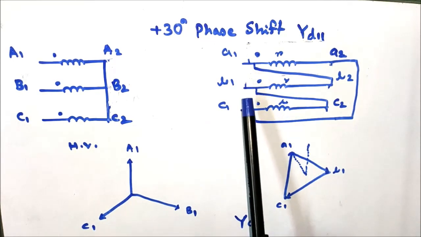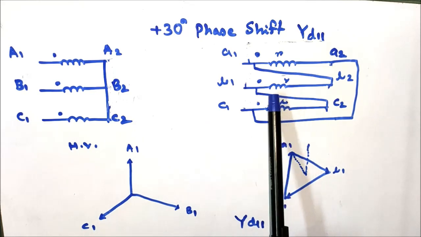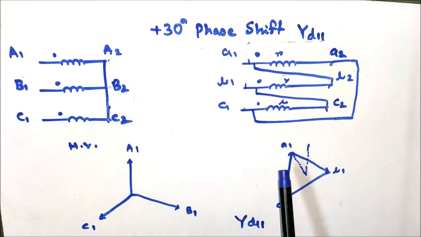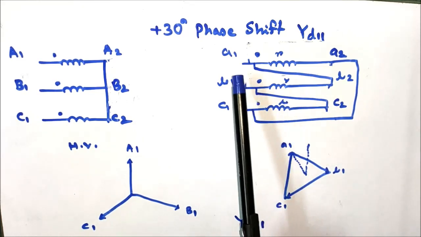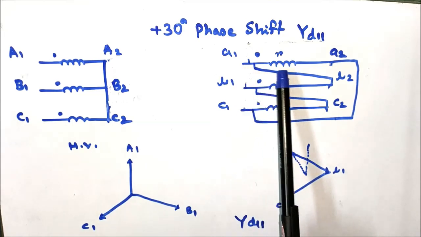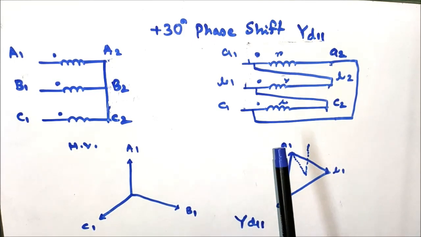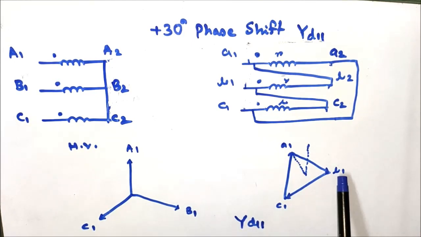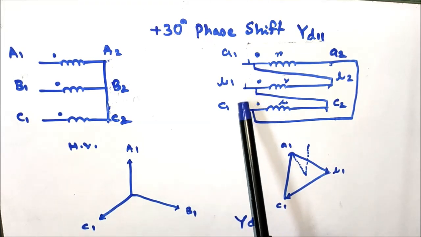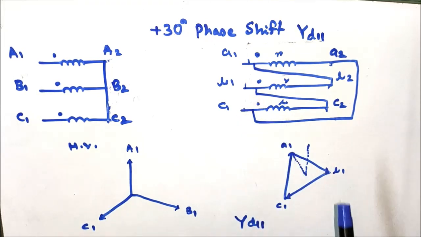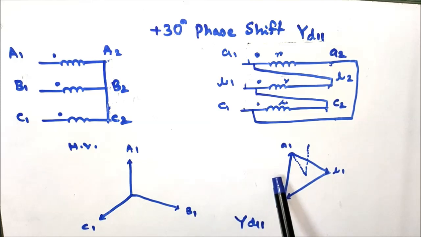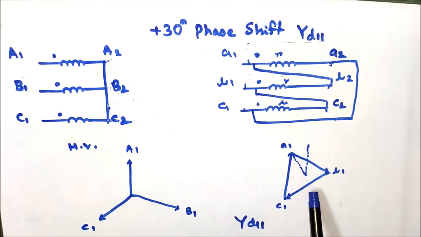In between A1 and B1 there exists the Y phase of the winding. In between A1 and C1, you see there exists the red phase of the LV side winding. In between C1 and B1, there exists the blue phase of the winding. So this is the red phase, this is the yellow phase, and this is the blue phase of the winding.